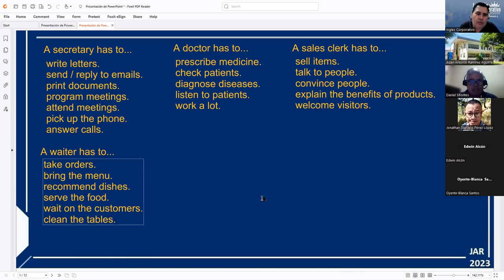What else does a waiter have to do? Wash the dishes. Yeah, many times, yes. Sometimes there is a dishwasher, but many times no. So yeah, many times they don't have one. So has to wash the dishes or do the dishes. Exactly. Very good. Okay. So that's a waiter. Now let's go first with the teacher so that you don't say, the teacher has to. What does a teacher have to do?